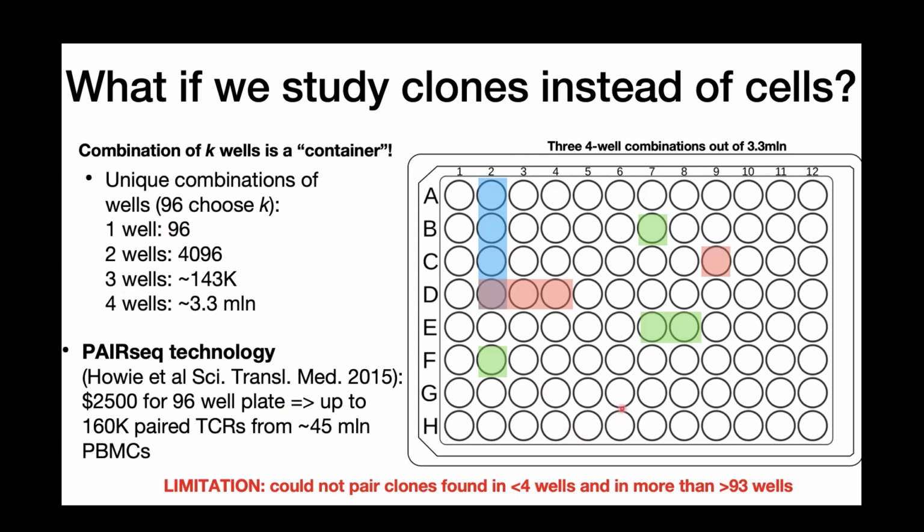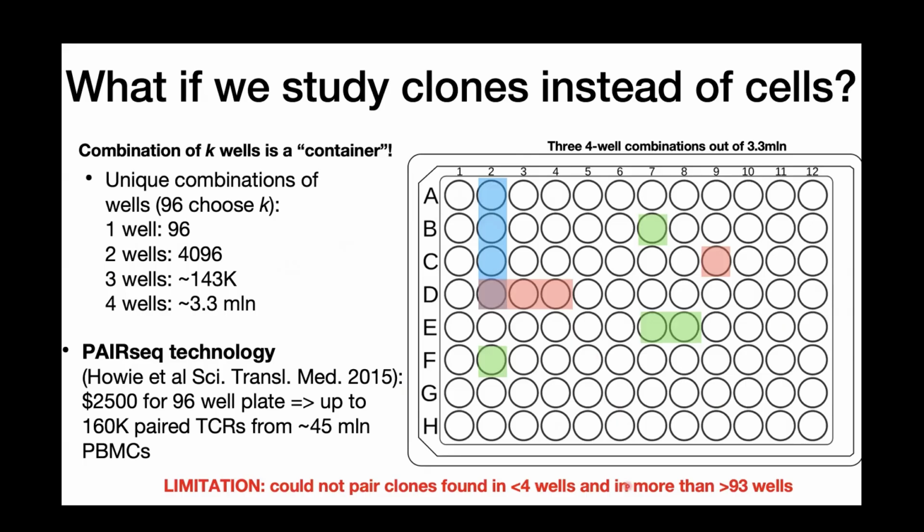And then again, if the clone is really big and it ends up in all wells, and there are a bunch of clones like this, again, you couldn't pair it. So if all wells are occupied, there is also no pattern to match. So in this sense, it is symmetric.